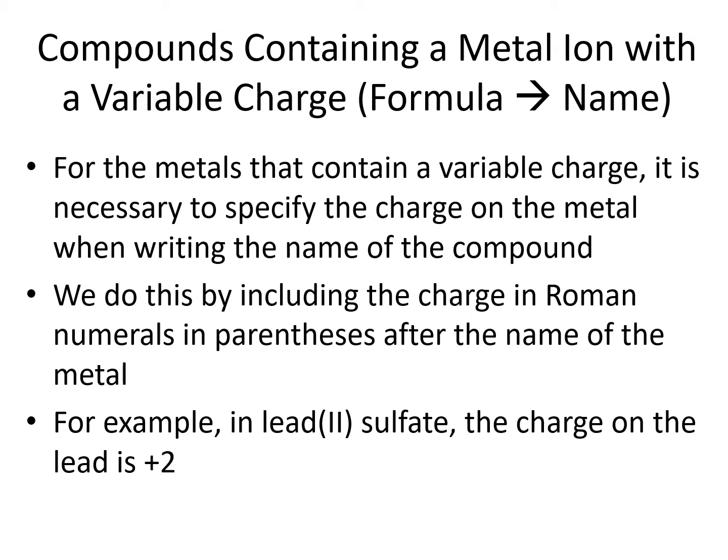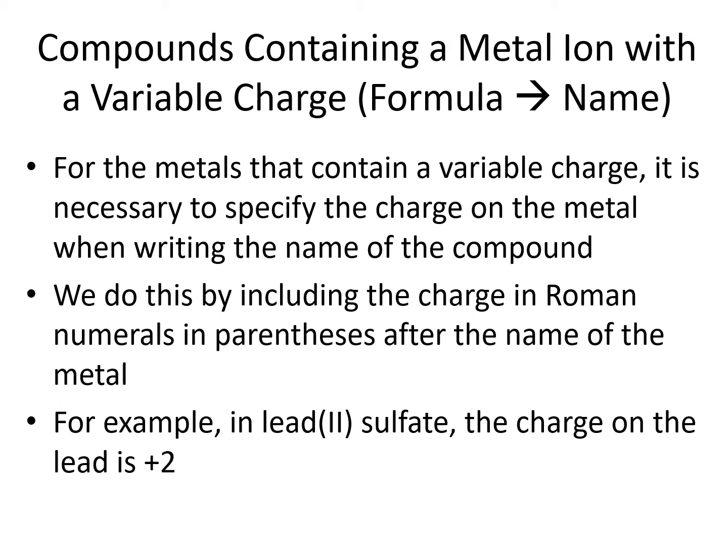When a metal has a variable charge, we're going to need to specify that charge as part of the name. If we do not specify it, there's not going to be any way for someone to go from the name to the formula. On the other hand, with the main group metal, we can go from the name to the formula because their charge is tied to the periodic table. Remember, we will need to know the charges before using the crisscross rule.